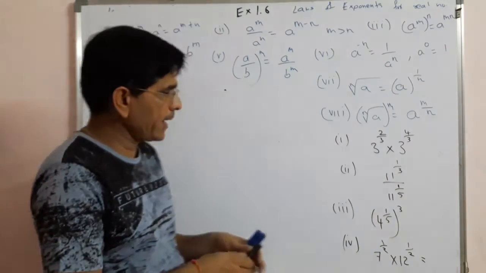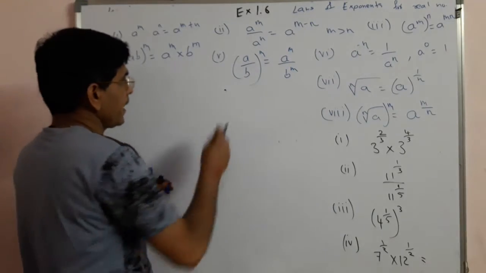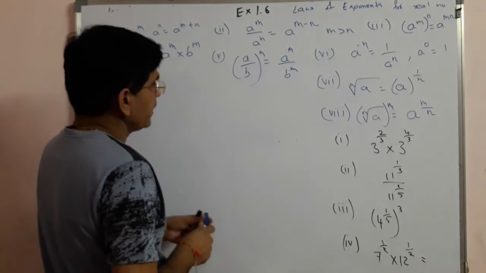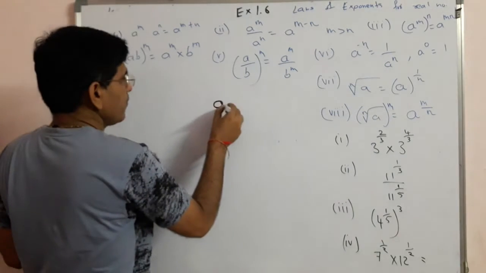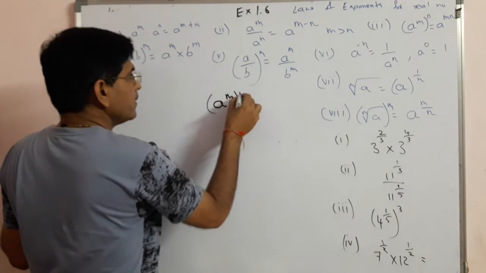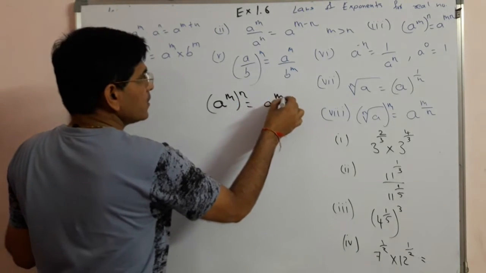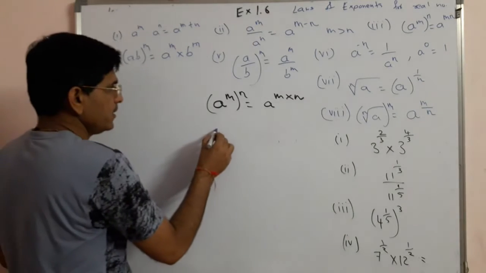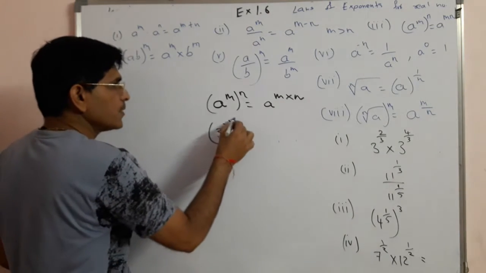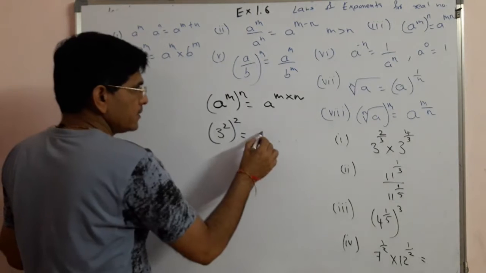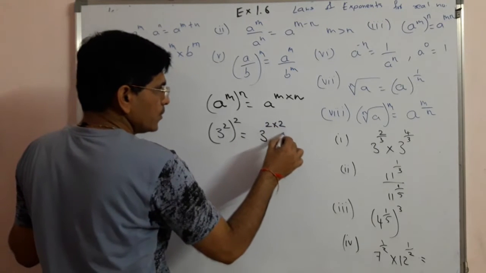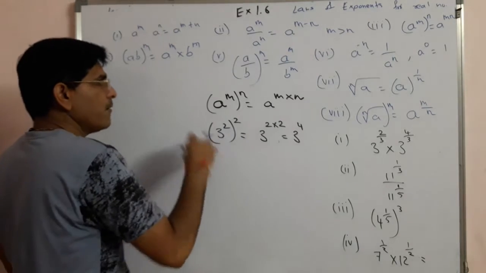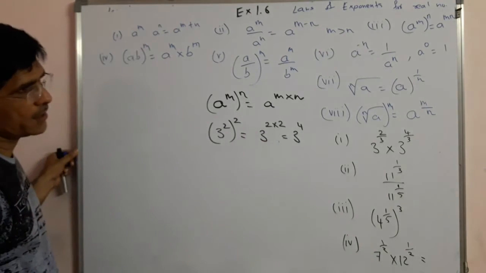A to the power m, the whole to the power n, is called the law of multiplication. So for power of power, we are doing multiplication. If I write 3 to the power 2, the whole to the power 2, what do I have to write? 3 to the power 2 into 2, that is 3 to the power 4. Again, for power of power I have to do the multiplication.